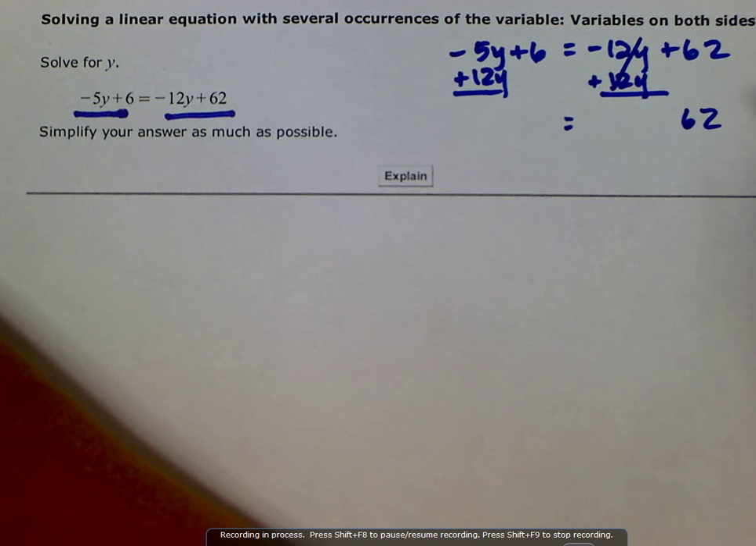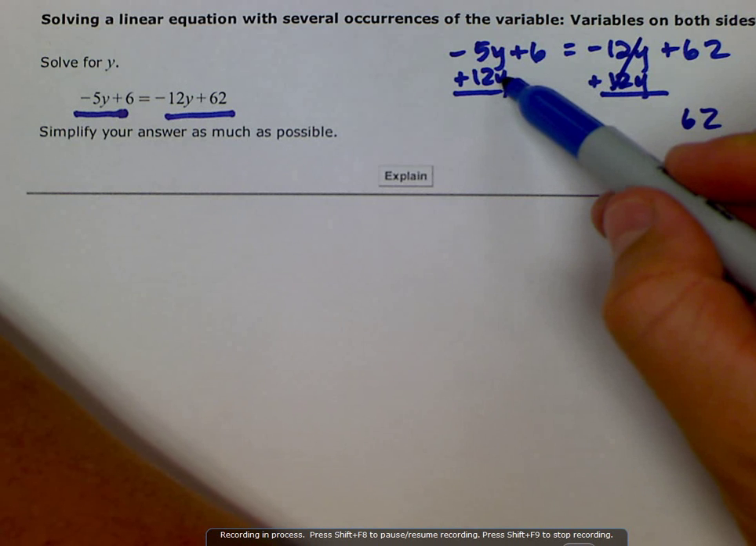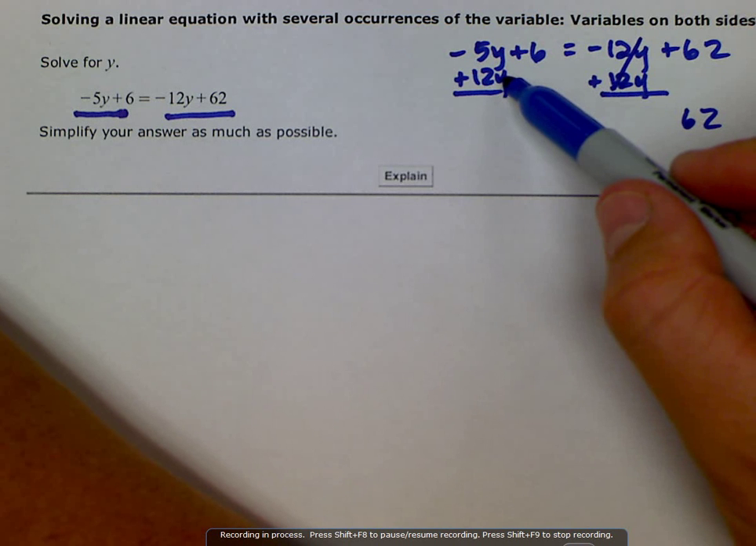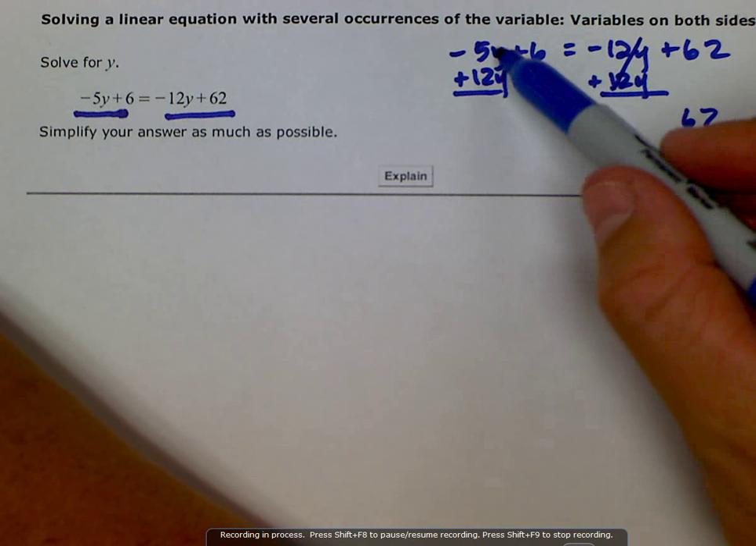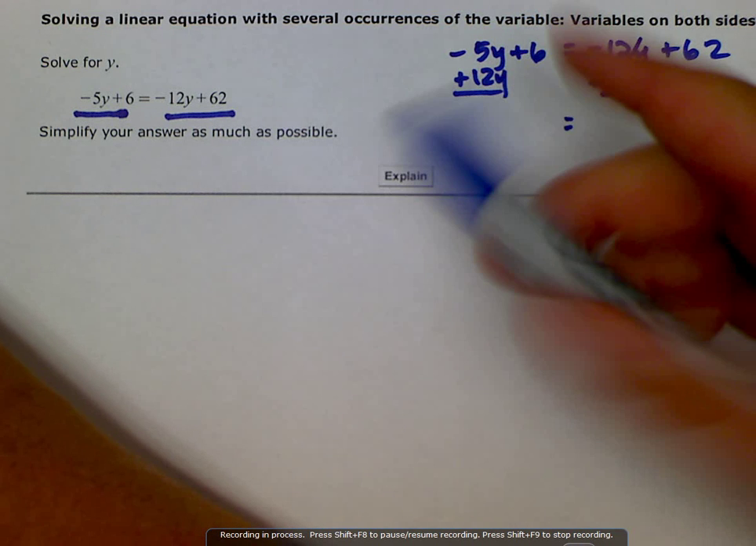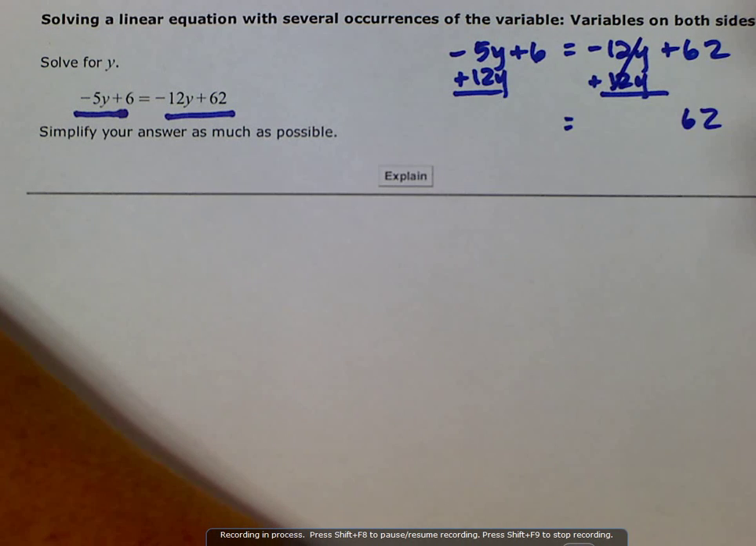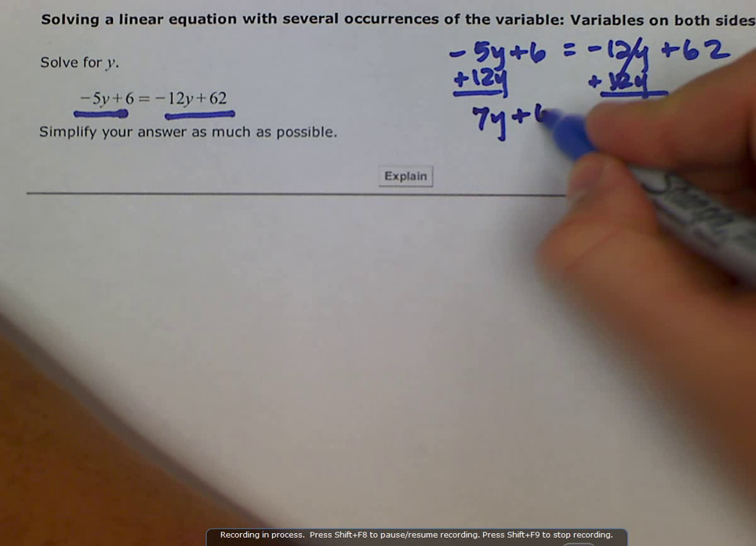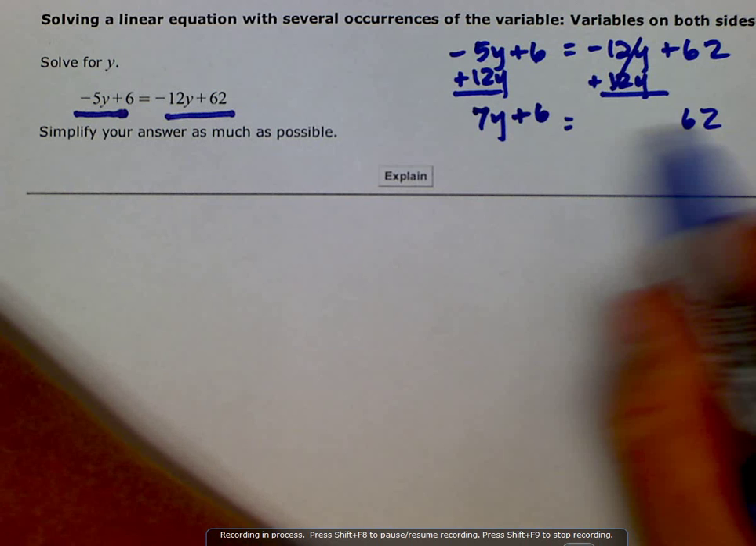Now I've got a negative 5y plus 12y. When you're dealing with negative numbers, remember, addition is commutative. Therefore, we can say negative 5y plus 12y, or we can reverse them and say 12y minus 5y is the same thing. So we have 7y plus 6. So 7y plus 6 is equal to 62.